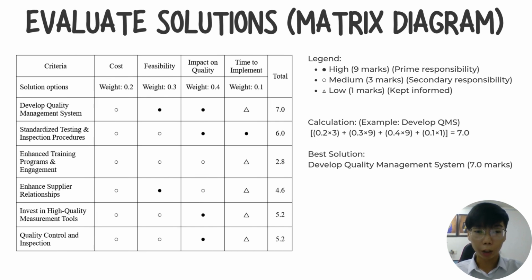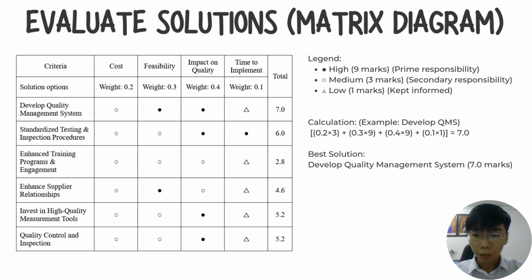There are six solution options, which are develop quality management system, standardized testing and inspection procedures, enhanced training programs, enhanced supplier relationships, invest in high quality measurement tools, and quality control inspection. Besides that, there are four evaluation criteria which are cost, feasibility, impact on quality, and time taken to implement.